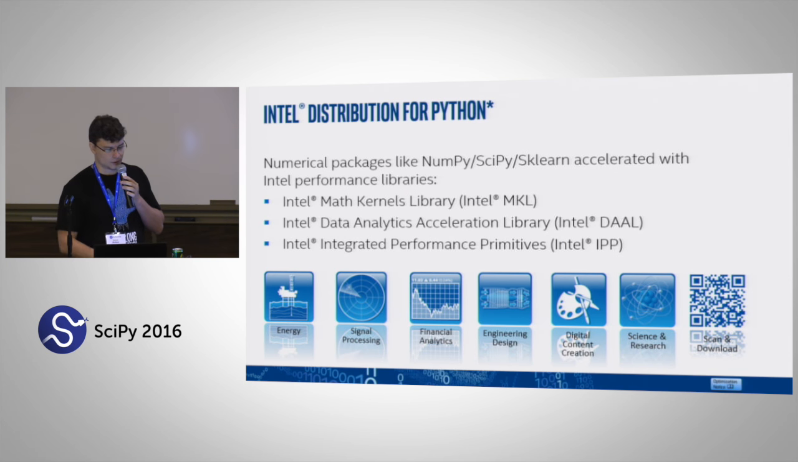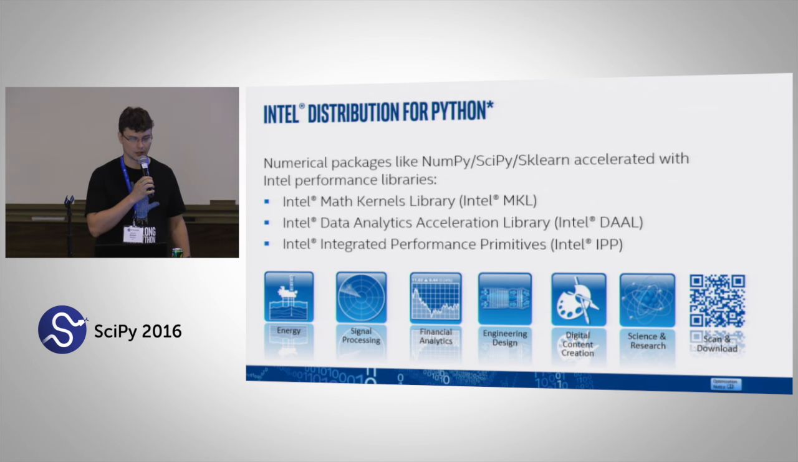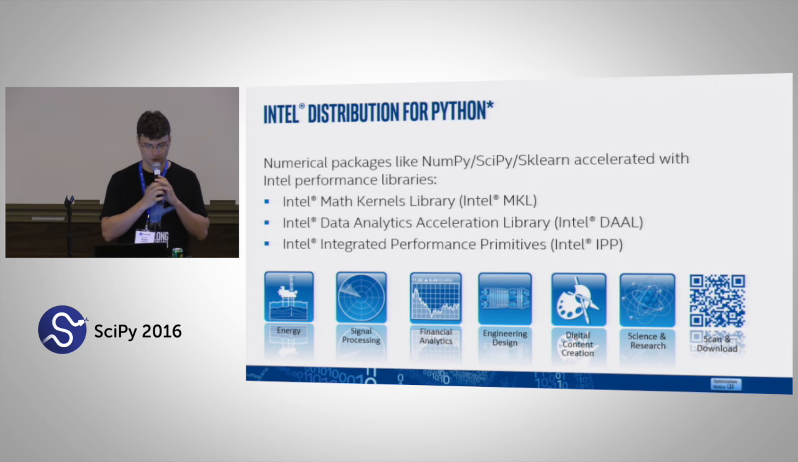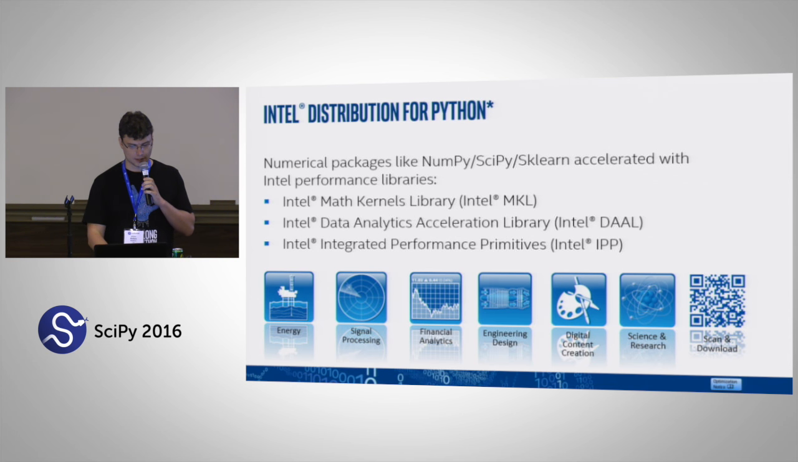Let me also introduce, just in case, the Intel Distribution for Python. We solve this issue as part of the Intel Distribution for Python. It accelerates libraries like NumPy, SciPy, scikit-learn, and so on, with very well optimized, vectorized and parallelized libraries like MKL and DAL. Well, IPP is not parallel, but vectorized. You can probably scan this and download it right now. Go ahead.